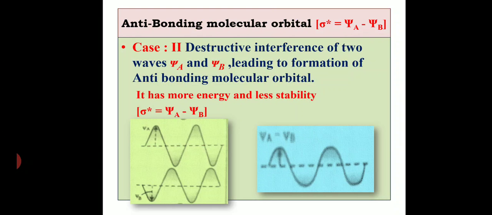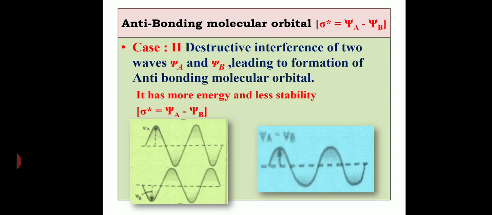Now, how is the antibonding molecular orbital formed? That is sigma star. When these two waves combine and undergo destructive interference, that is psi A minus psi B, this leads to the antibonding molecular orbital.